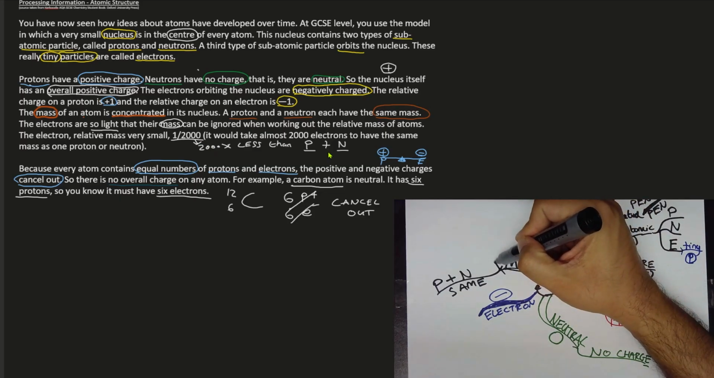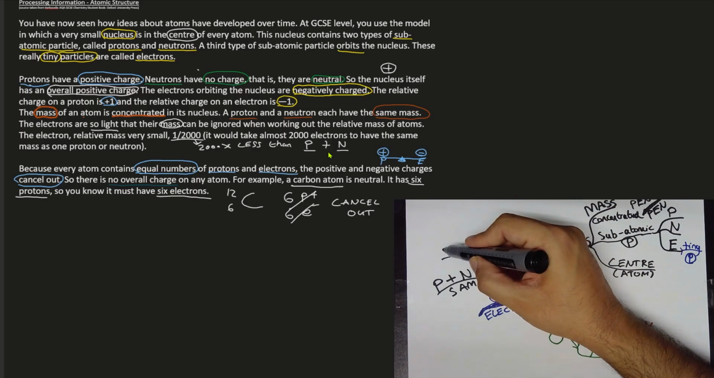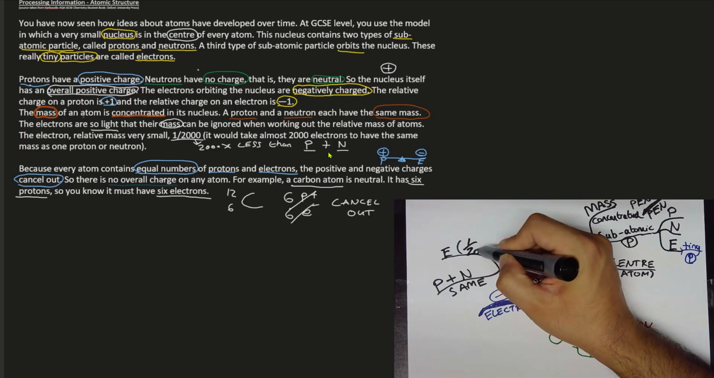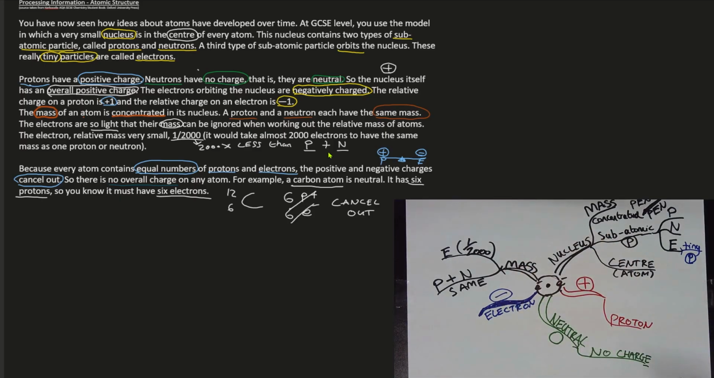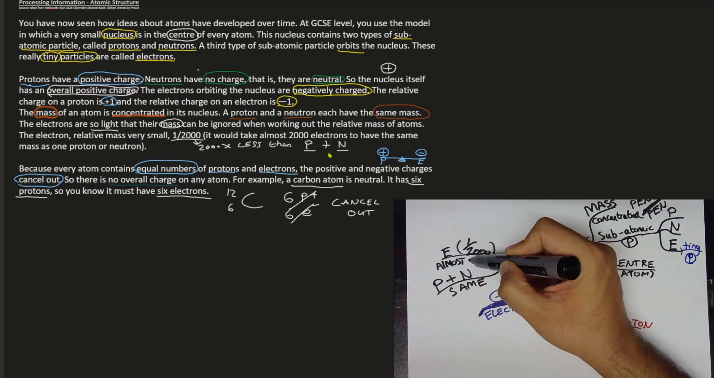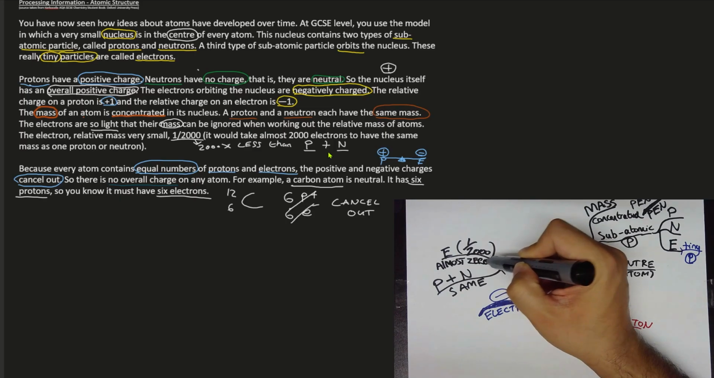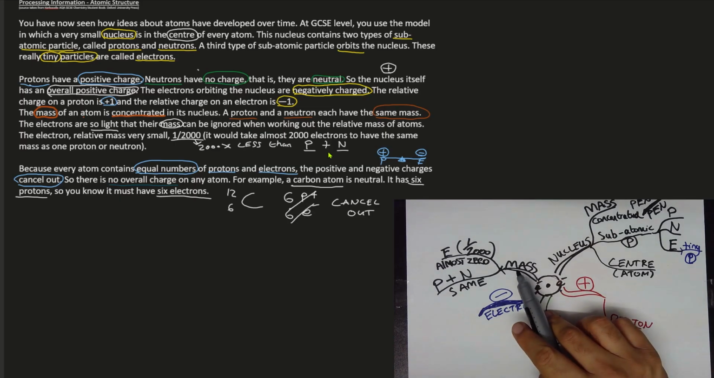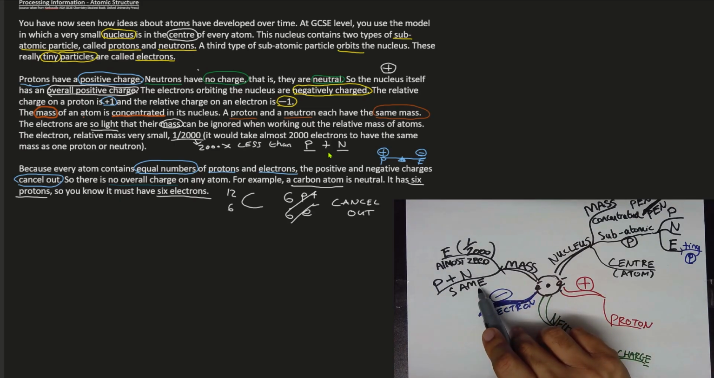So over here, I can write electrons is 1/2,000. Okay, so literally they have no mass. Okay, or a very, very light mass. You can say over here almost 0. Almost 0. So there you have it. So about the mass, we know that the proton and the neutrons have the same mass, and we know that the electrons are very, very light.